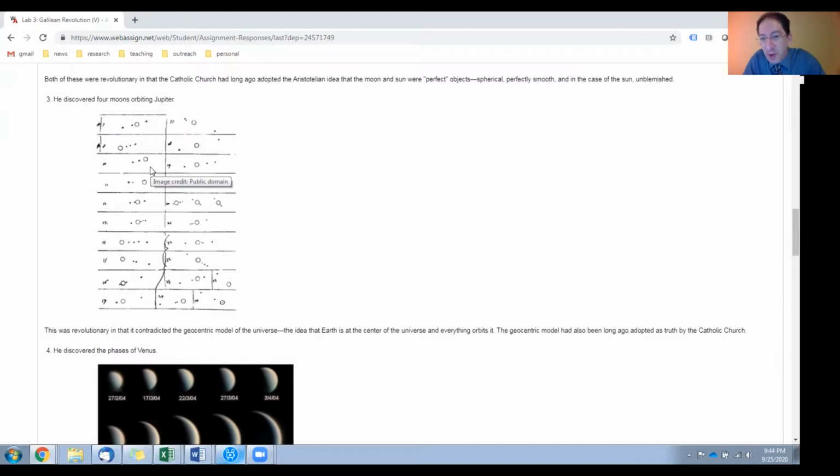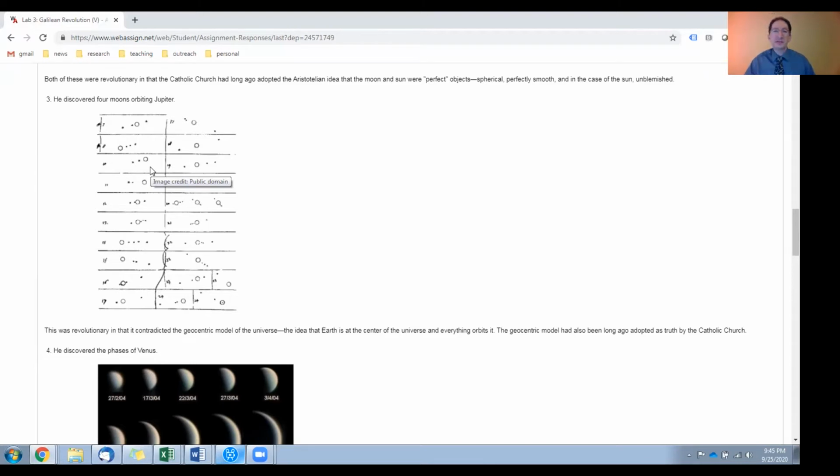The heliocentric model, which says the planets go around the sun, doesn't have that restriction. You can have moons going around the planet, such as Earth's moon going around Earth, and Earth going around the sun in the heliocentric model. But in the geocentric model, everything must orbit the Earth. And here he found four objects not orbiting the Earth, but clearly orbiting Jupiter. So this contradicted the geocentric model, but it's not really a strong test of the heliocentric model.